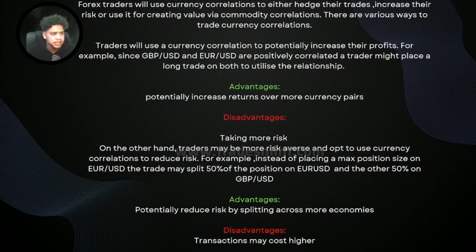The next slide says forex traders will use currency correlation to either hedge their trades, increase their risk, or create value via commodity correlations. There are various ways to trade currency correlations. Traders will use a currency correlation to potentially increase their profits. For example, since GBP USD and Euro USD are positively correlated, a trader might place a long trade on both to utilize the relationship. The advantage of this is they can potentially increase returns over more currency pairs, but the disadvantage is it takes more risk.